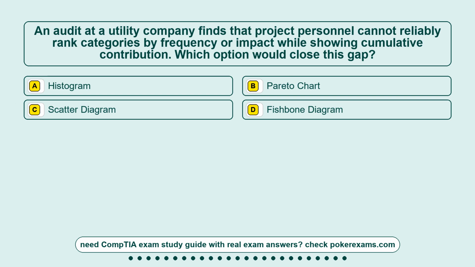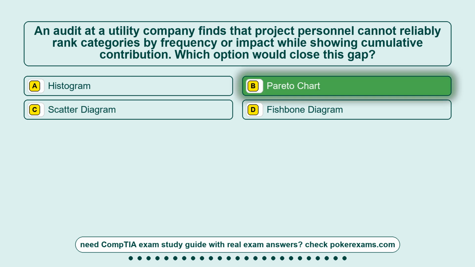Question 7. An audit at a utility company finds that project personnel cannot reliably rank categories by frequency or impact while showing cumulative contribution. Which option would close this gap? Option A. Histogram. Option B. Pareto chart. Option C. Scatter diagram. Option D. Fishbone diagram. The correct answer is option B, Pareto chart.